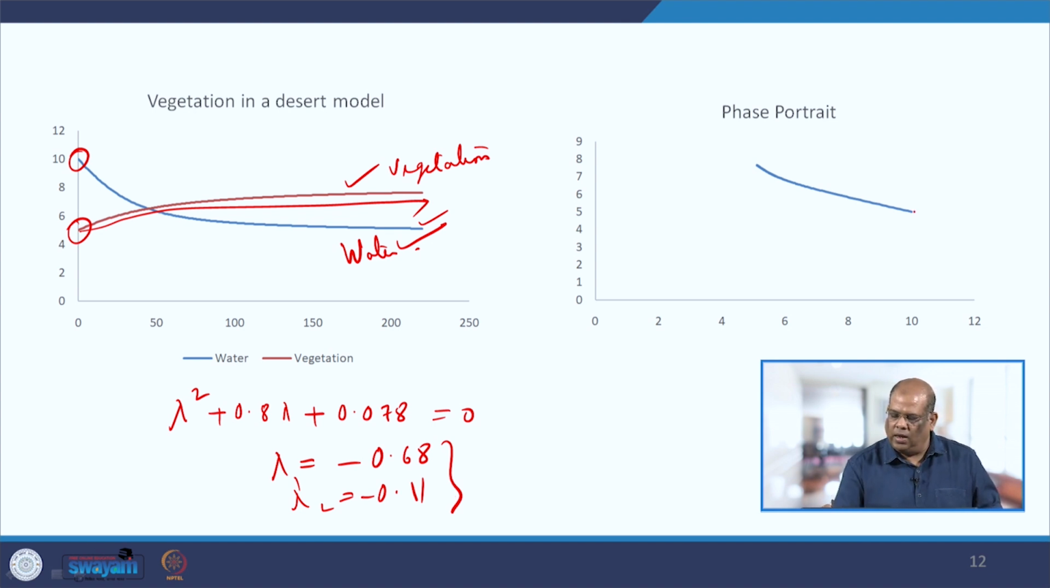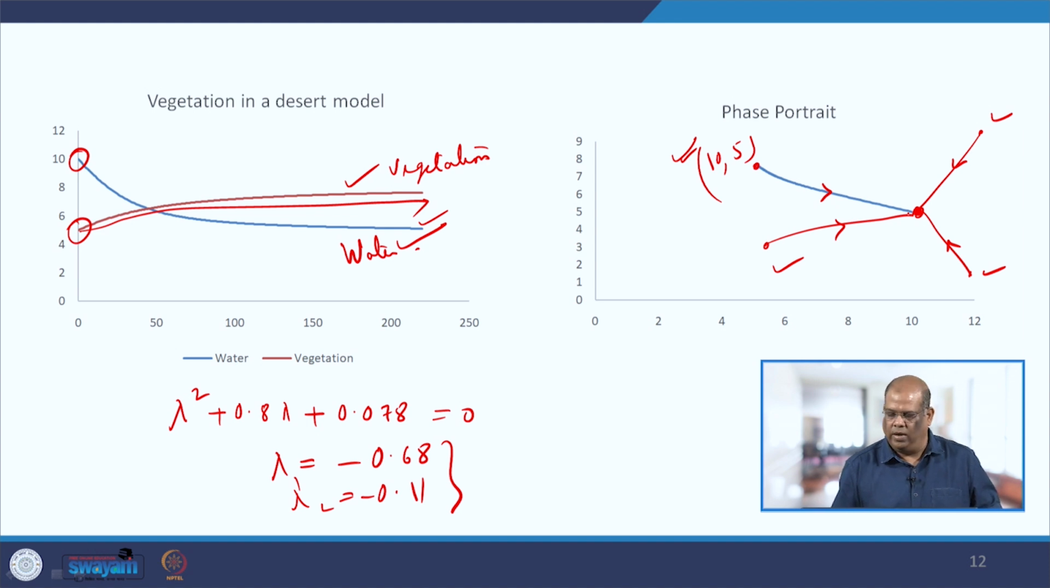The stable node which we have drawn looks something like this, and all arrows are towards this point. But here we have taken only one initial condition, which is 10 and 5. If you take many different initial conditions, you are going to get this kind of curve, which starts from different initial conditions and always converges to this equilibrium point. So, it is concluded that you are getting a stable node, which is asymptotically stable, and your figure will look something like this.